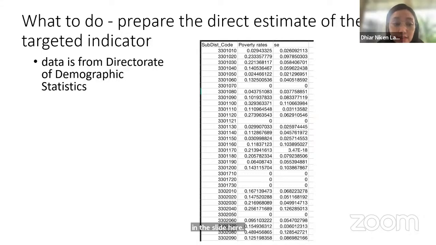So the second step is to prepare the auxiliary variables that we will use to predict poverty rates or unemployment rates. To do this, we need to prepare some data sets that can be used as auxiliary variables. First, we need to list the auxiliary variables that have correlation with or affect the poverty or unemployment rate. To get the list of candidate auxiliary variables, we can conduct a literature study to find what factors influence poverty or what factors influence unemployment rates. Next slide, please.